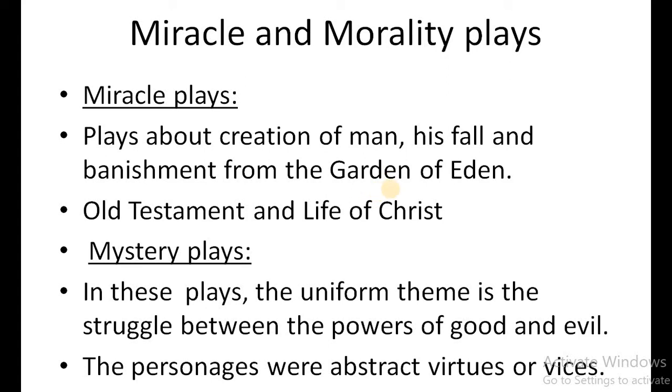Next we have mystery plays. In these plays, the uniform theme is the struggle between the powers of good and evil. The personages were abstract virtues or vices. So what used to happen? People who had virtues or vices wanted to represent them in front of the public. One person would become greed, another lust, and if they wanted to show virtues, one person personified truth. So these were the mystery plays in which there was some kind of mystery to resolve, and the virtues and vices were personified.